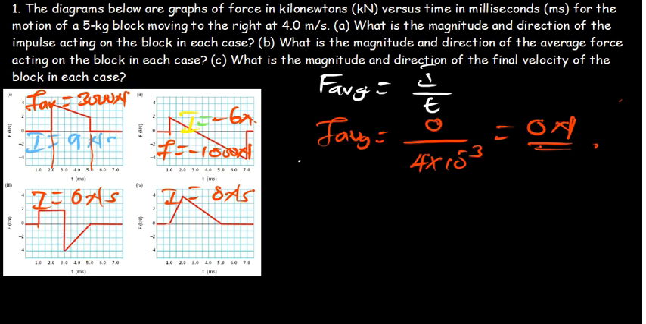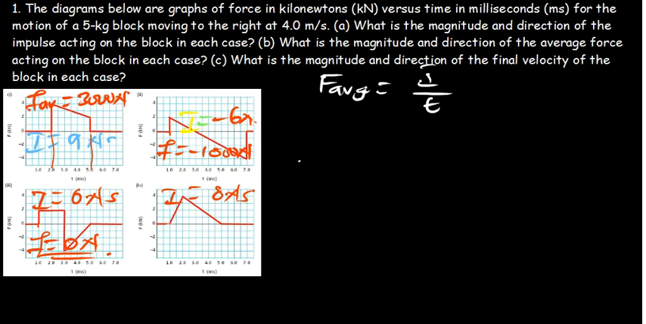So the force is 0 Newton. Now let's go to the fourth one. Using the same formula, we are going to see that we have the average force, which is the impulse, 8. That's what we found. We found 8 Newton seconds divided by the time starting from this point all the way to this point.